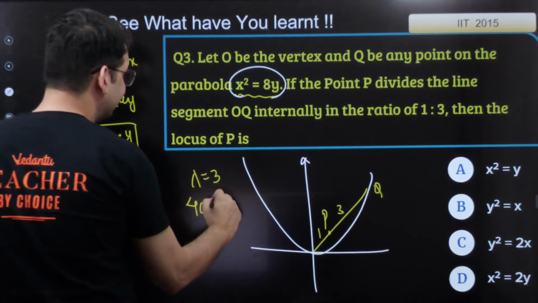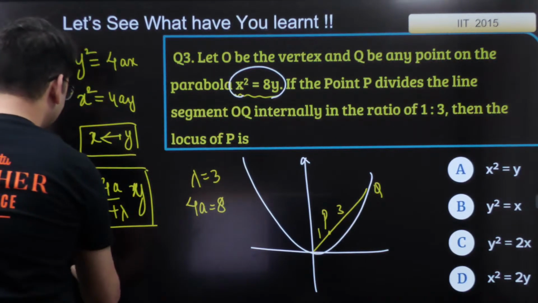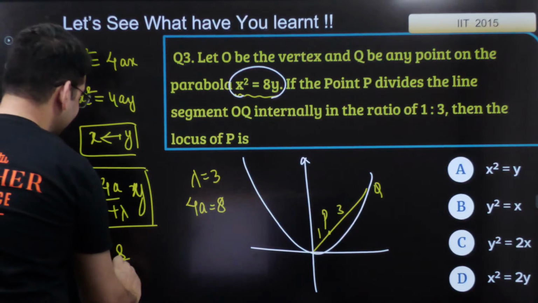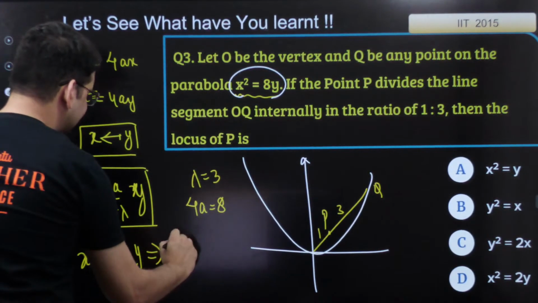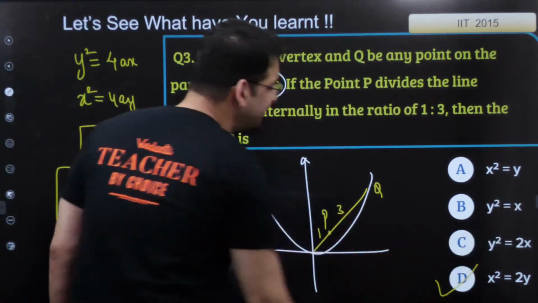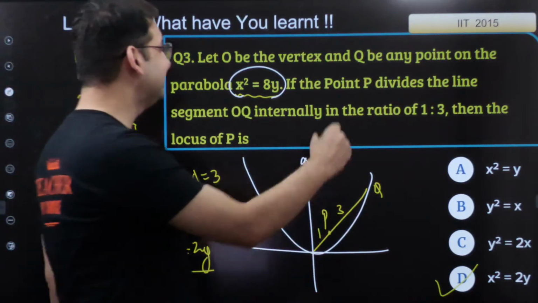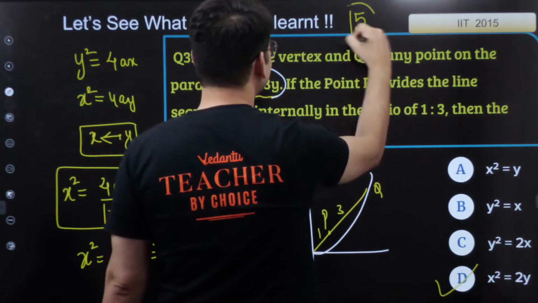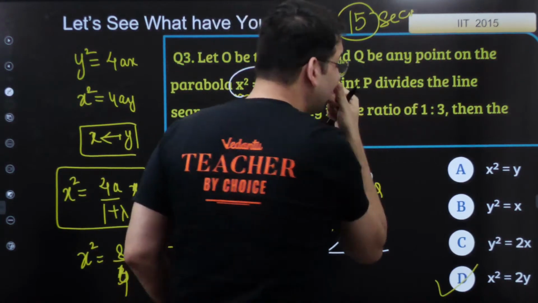4a is going to be 8, the length of the latus rectum. So x square is equal to 8 upon 4 times y. So x square is equal to 2y, option D. Are you seeing, guys? You are able to do these JEE questions in 15 seconds.